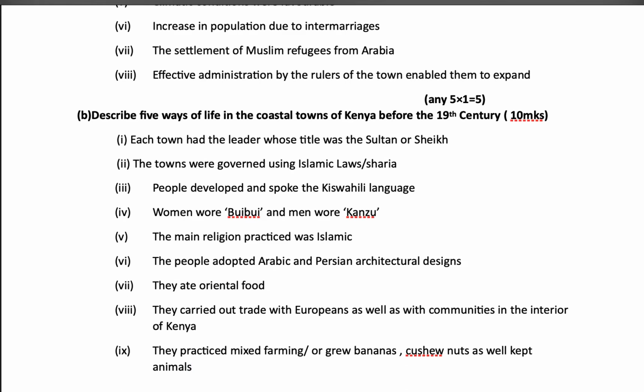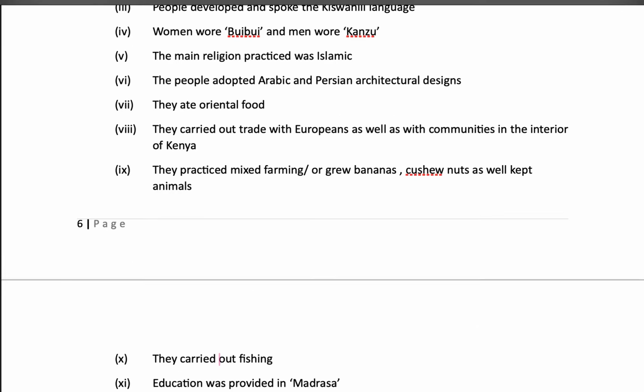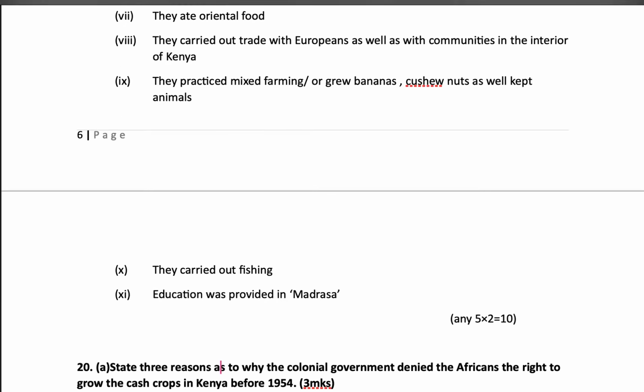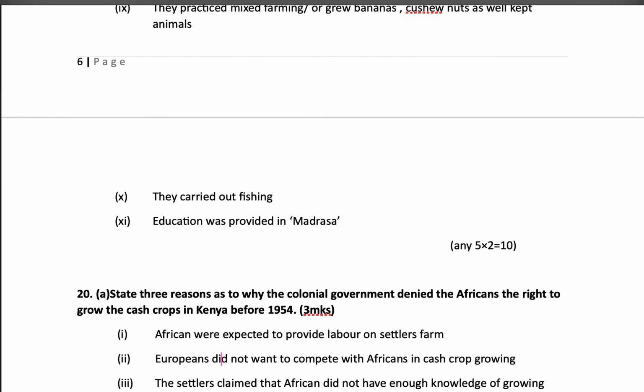5. The main religion practiced was Islam. 6. The people adapted Arabic and Persian architectural designs. 7. They ate Oriental food. 8. They carried out trade with Europeans as well as with communities in the interior of Kenya. 9. They practiced mixed farming as well as kept animals. 10. They carried out fishing. 11. Education was provided in madrasa.